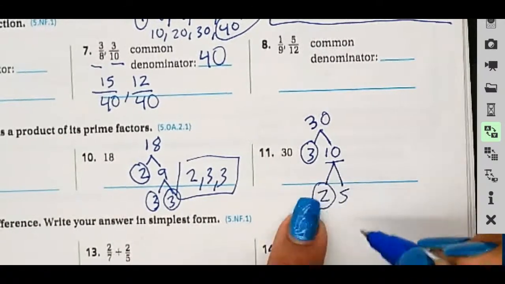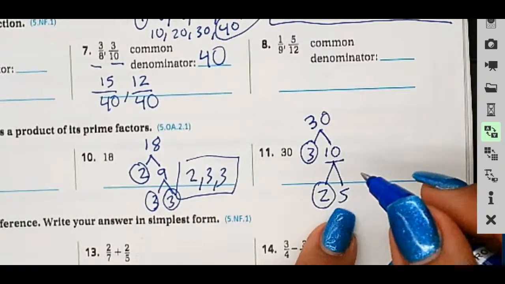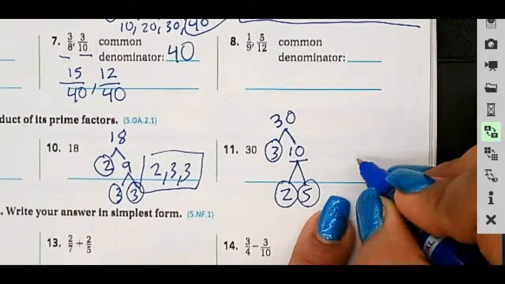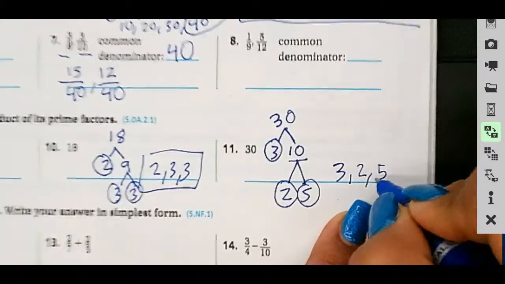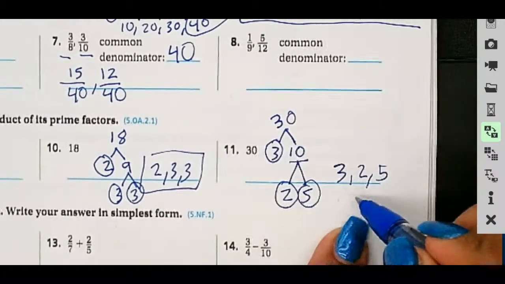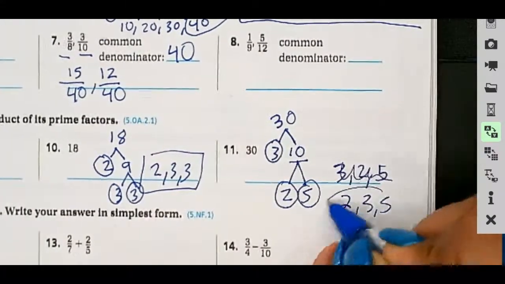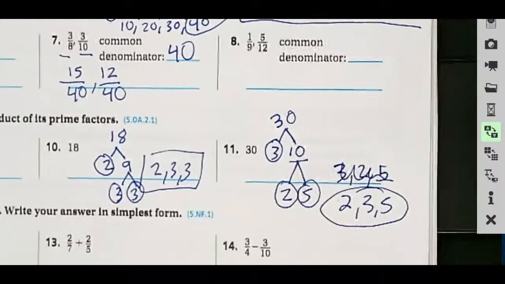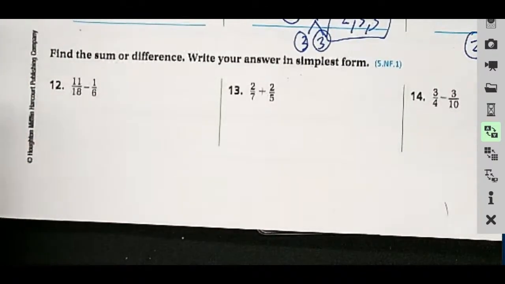And I know that 2 is a prime number. What about 5? Is 5 a prime number? Yes, it's a prime number. So my prime factors are 3, 2, and 5. Or it will be better if you put them in order: 2, 3, and 5. So I'm going to circle that, and these are my prime factors. Okay, that's how we do 9, 10, and 11. You will have questions like that on the test.